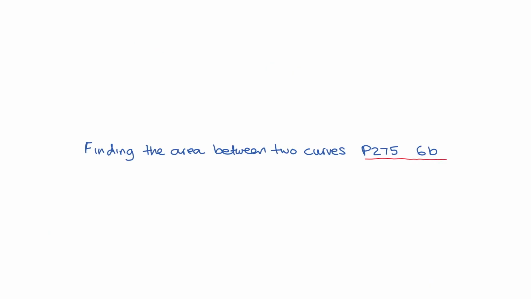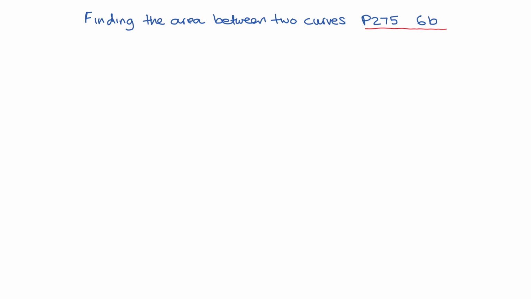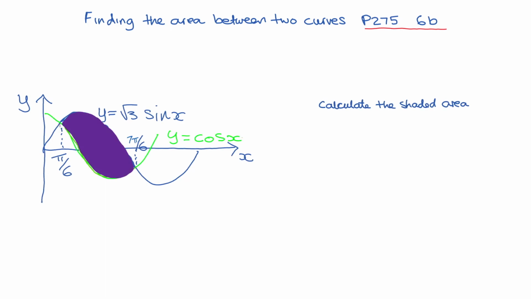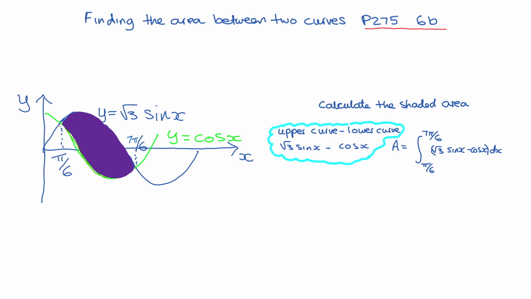Finding the area between two curves, this is a problem from your textbook, page 275, question 6b. And that's it there. They ask you to find the shaded area, the area enclosed between these two curves. Now remember how we do that. It would be upper curve minus lower curve. Now the upper curve there is root 3 sine x. Lower curve is cos x.